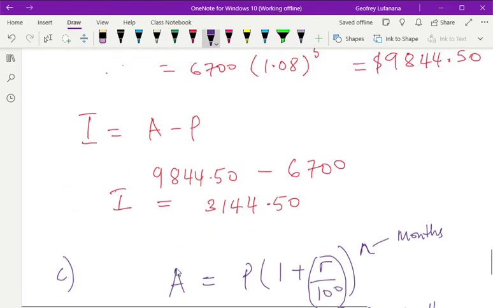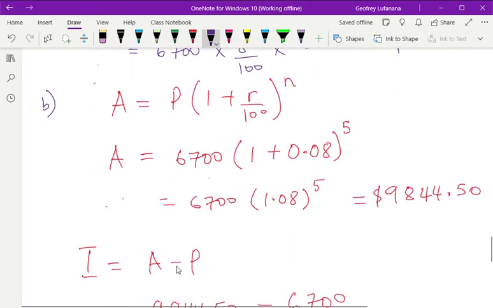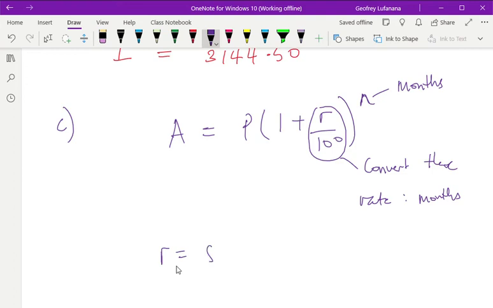Now, note that our rate was 8% per year, so our R is 8%. To convert it to monthly, we are going to divide it by 12. Okay, so this is going to be 8 over 12%. 8 over 12%, that reduces, if I reduce by 4, to 2 over 3%. This is per month, okay?